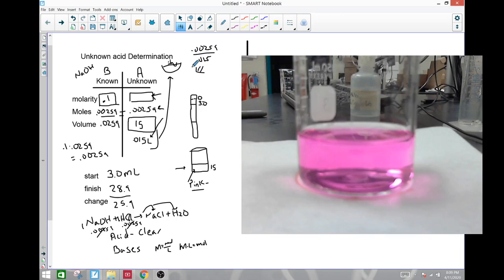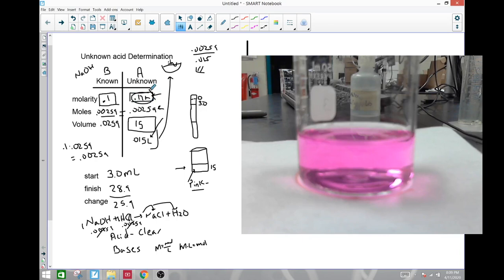0.00259 divided by 0.015, and I get 0.17. All right, and that is the answer here. 0.17 is my concentration, and that answers my problem. Okay.